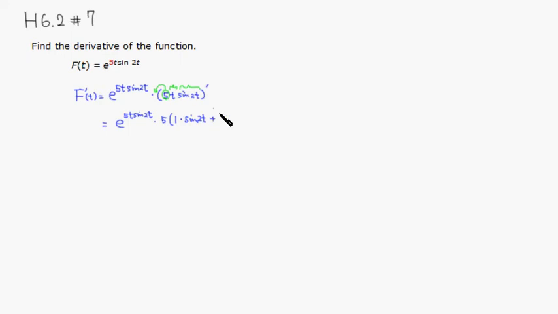Plus, first guy, t, times the derivative of the second guy. The derivative of sine would be cosine, and leave the inside function as it is, 2t, but you need to multiply by the derivative inside, which is 2. So you have to use the chain rule there. Then we just have to clean it up a little bit.